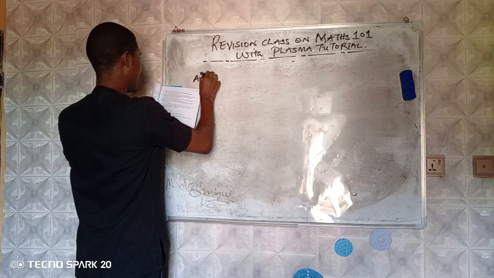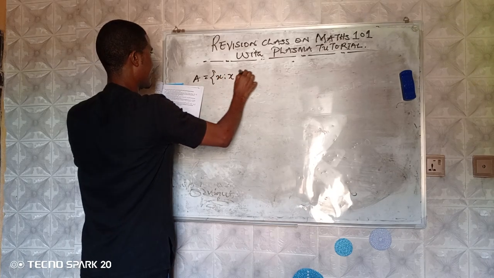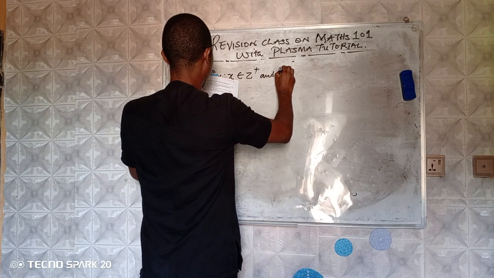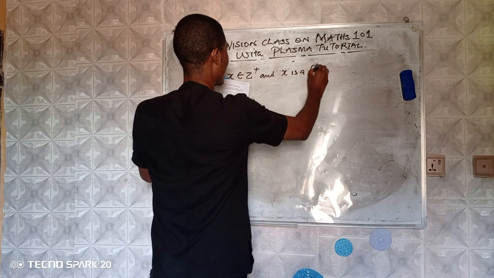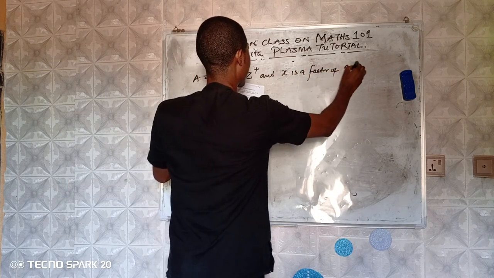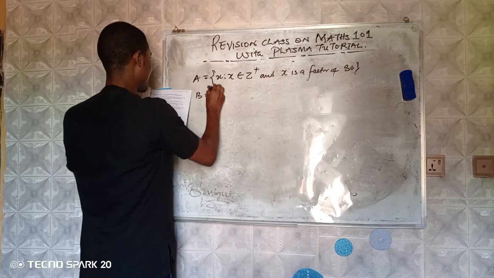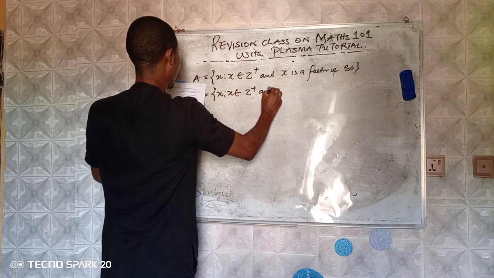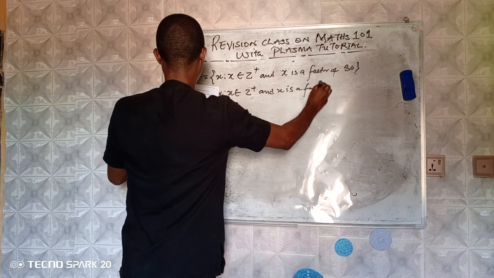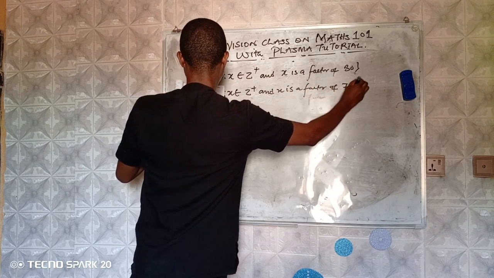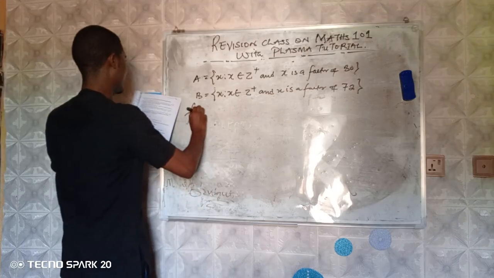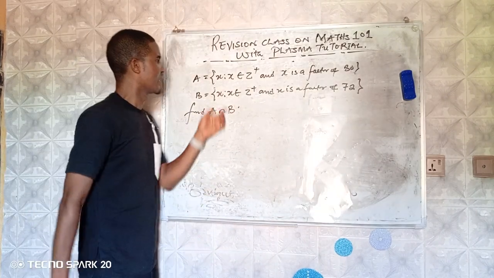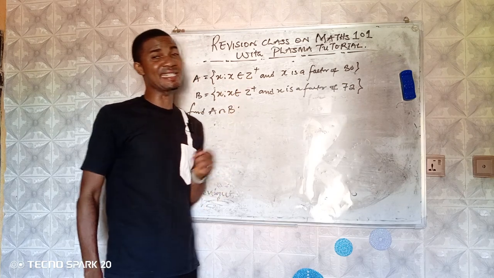A is the set of X, such that X is an element of Z plus, and X is a factor of 30. You have another set B that is X such that X is an element of Z plus, and X is a factor of 72. They now ask me to find A intersect B. Okay, look at this question. X, such that X is an element of Z. What is Z? Z is integer.